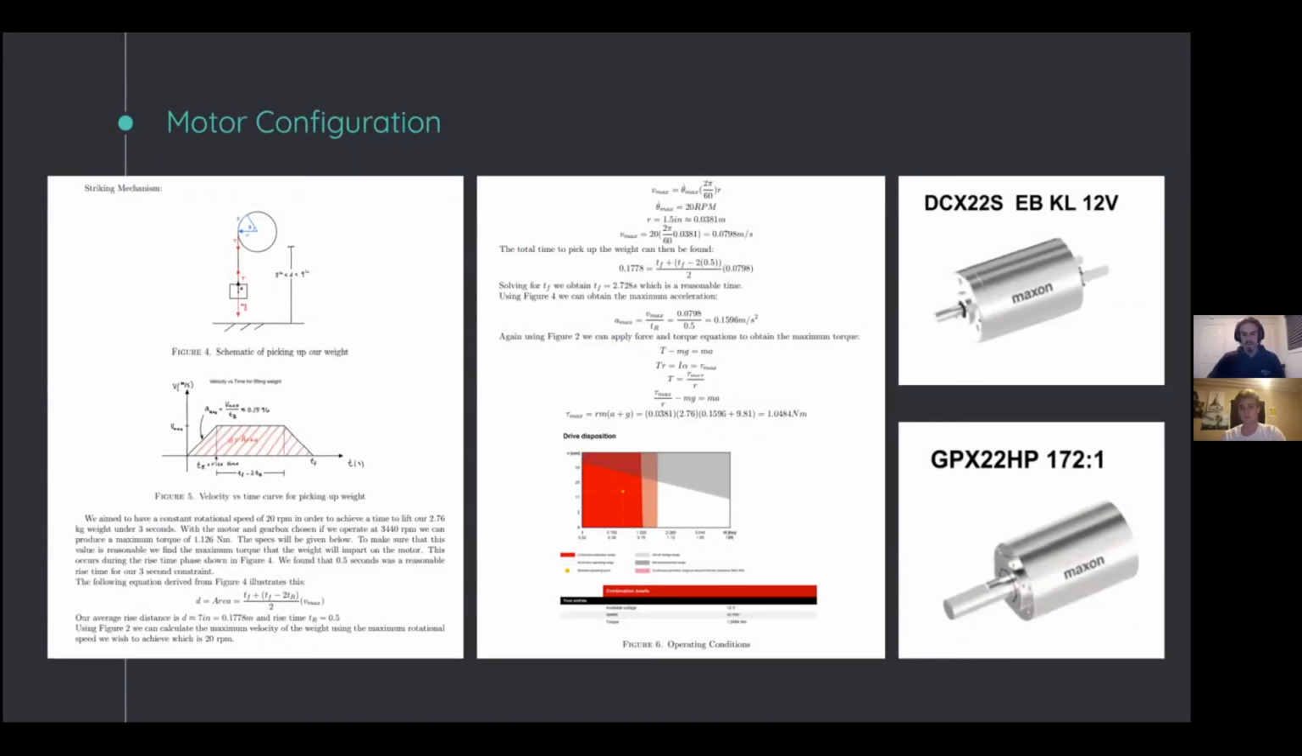We wanted to achieve a 3-second rise time in order to pick our weight back up. And using the motor configurations you see on the far right and the analytical equations that you see on the left and middle, we can operate our motor as shown in the diagram in the center, such that it will be performing within a reasonable range throughout the duration of picking up the weight.